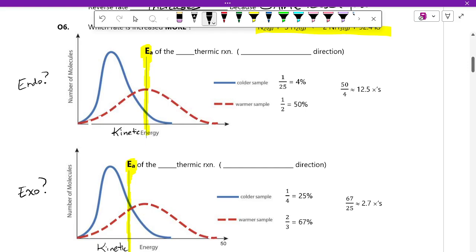Wait, this is the reverse, which is... wait, I think it's... Oh, what do you mean? I don't think so.